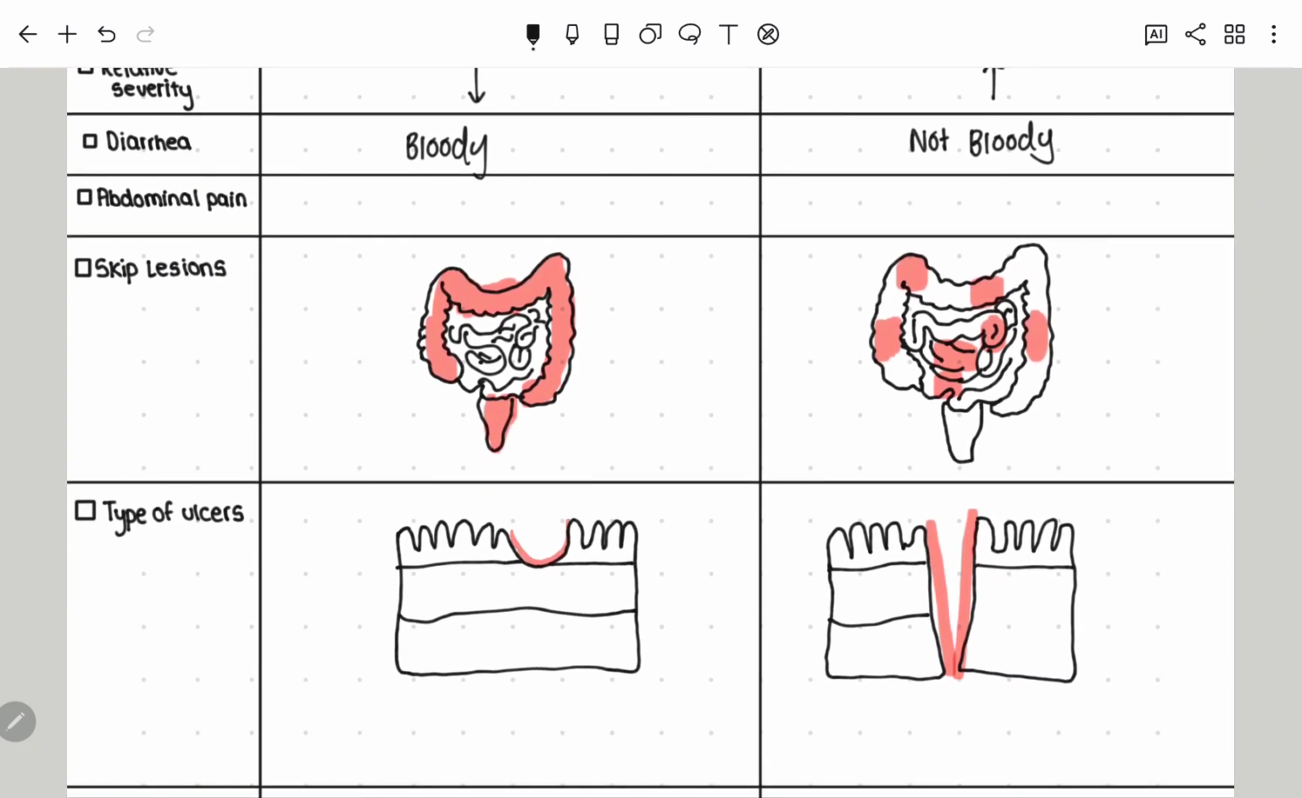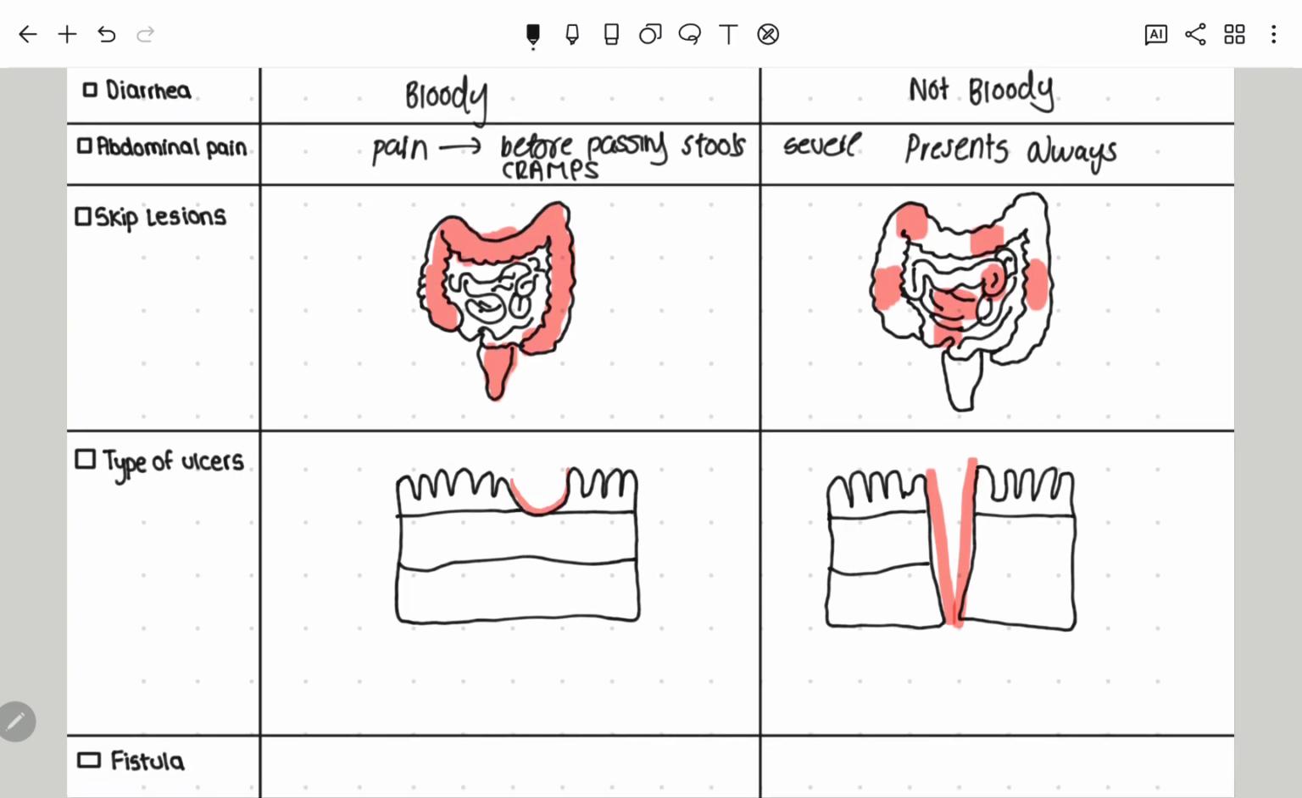Now, as far as abdominal pain goes, you'll see that in Crohn's disease the patient normally always presents with abdominal pain, whereas in the case of ulcerative colitis, this pain is often before passing stools. And this normally feels like cramps, whereas in the case of Crohn's disease, this is usually a more severe and sharper pain.